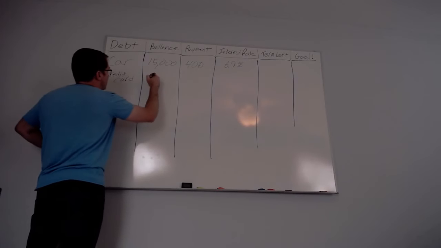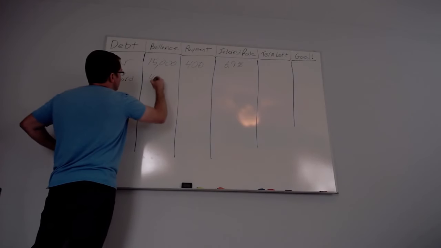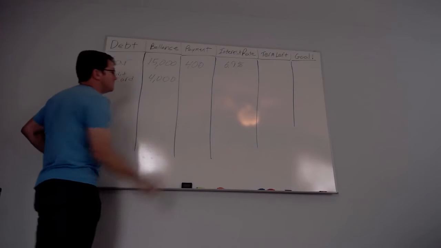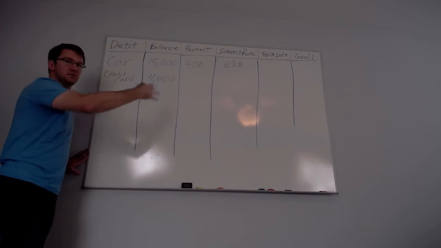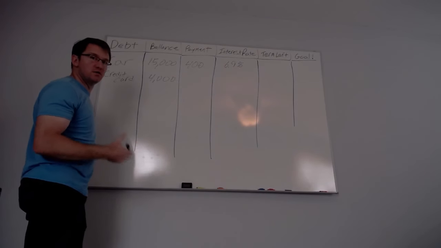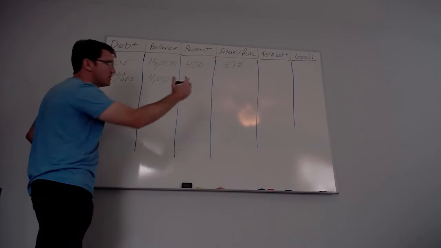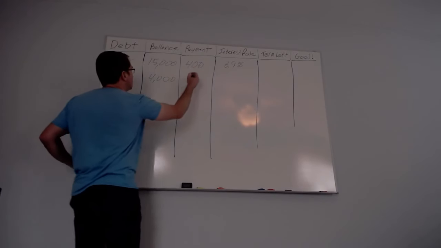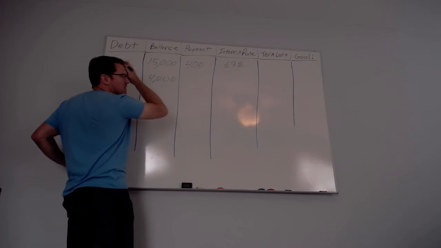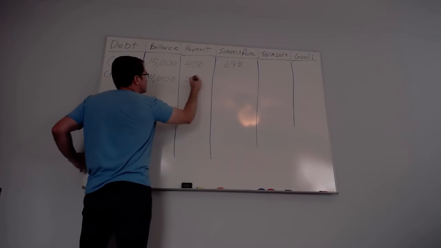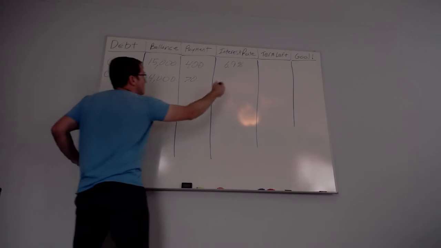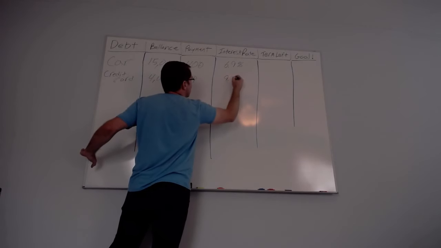Credit card, you got 4,000 on. This is just how you do it. You know, to understand your debt, you just got to write it out. Just put it out on paper or on whiteboard. Your payment on the credit card, say that's $70 a month. You're at 9.9%.